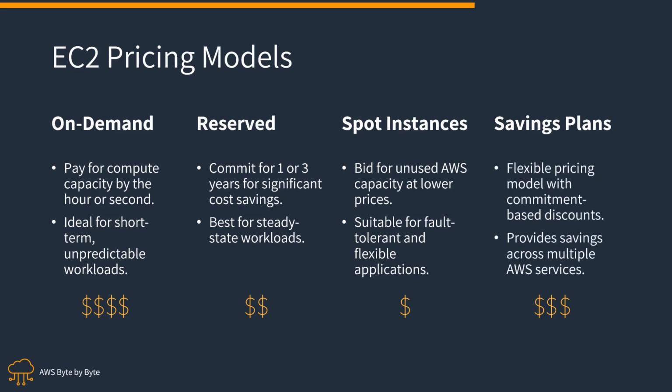Savings plans are a more flexible option than reserved instances. Instead of locking into a specific instance type, you commit to a certain amount of compute usage for 1 or 3 years. This model gives you discounts on several AWS services, not just EC2. So if your needs change over time, you won't be stuck with one type of instance, making it a great option for businesses that want flexibility while still saving money.